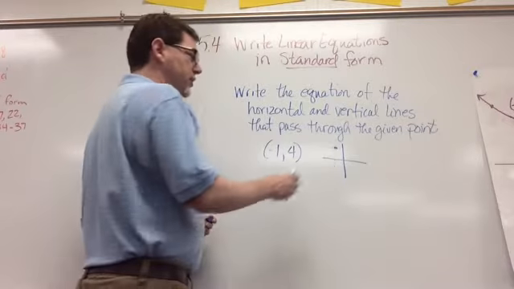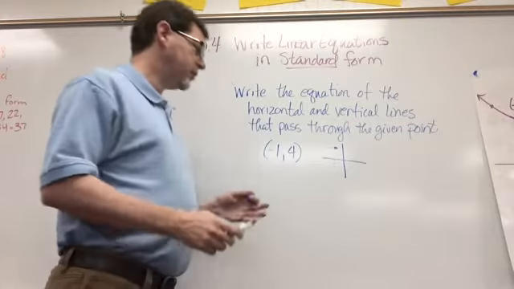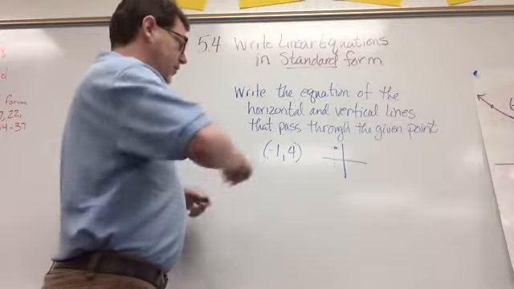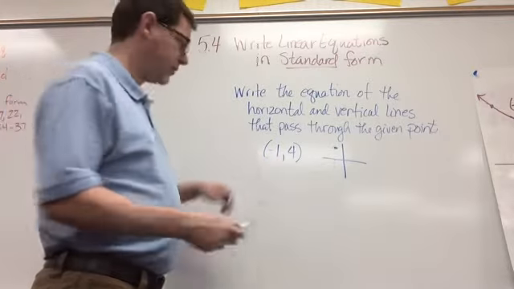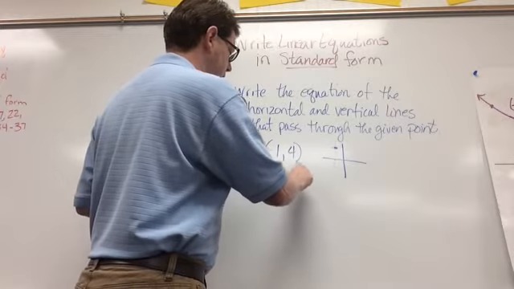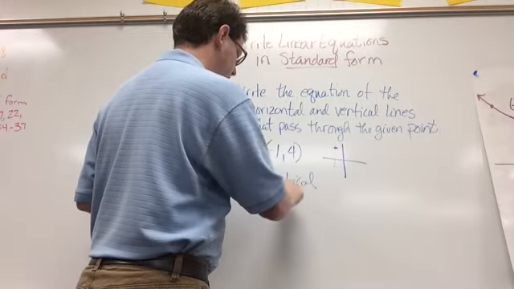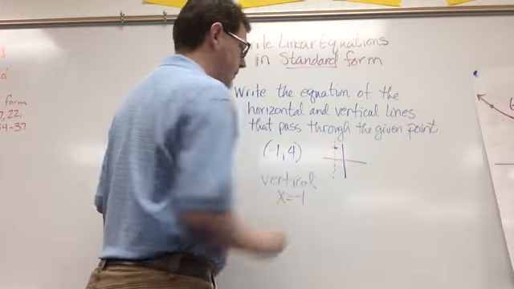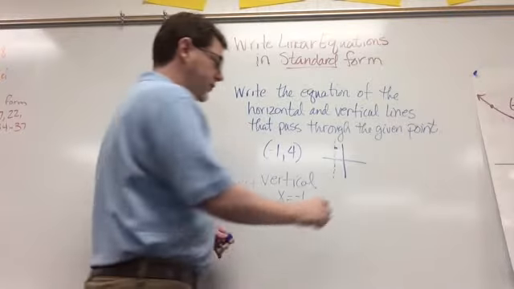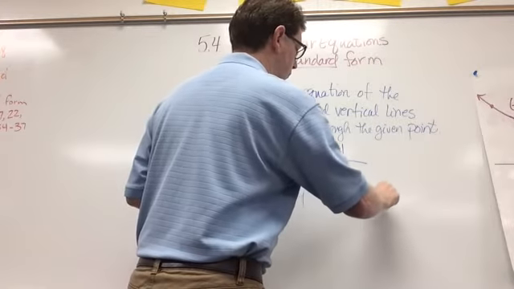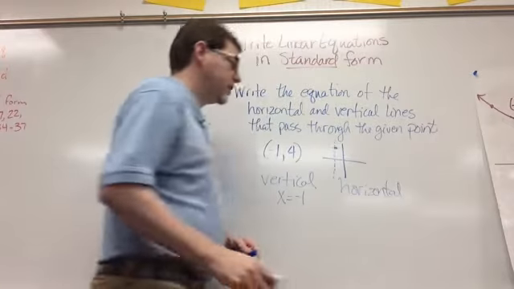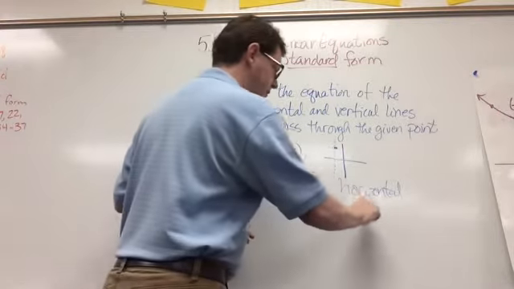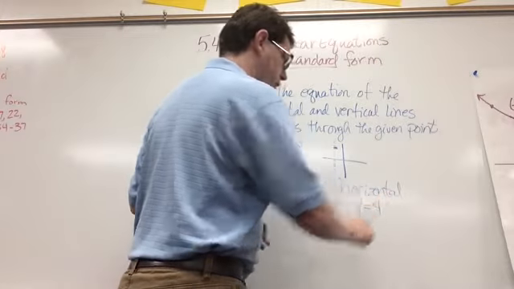I hope that's not too hard to see. So I'm going to start with the vertical line. You'll remember a vertical line always starts with x equals something. Well, what does x equal in this point? Negative 1. So the vertical line is x equals negative 1. That's the equation of this vertical line. And the horizontal line, if you remember, is the y. The y stays the same. So the equation for the horizontal line is y equals 4.